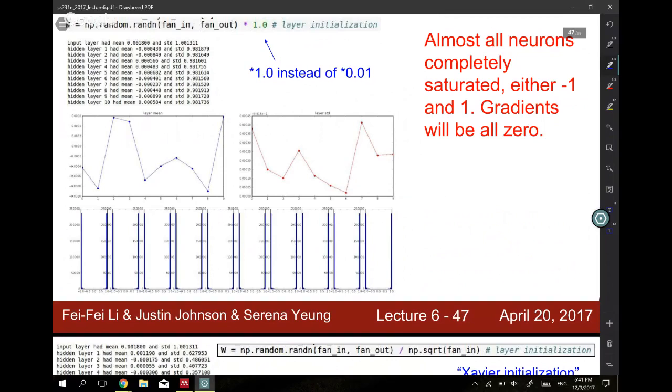If you can, could you please summarize the previous graphs again? Why shouldn't we initialize W with small numbers? A few slides ago you talked about why you shouldn't initialize it with small numbers.